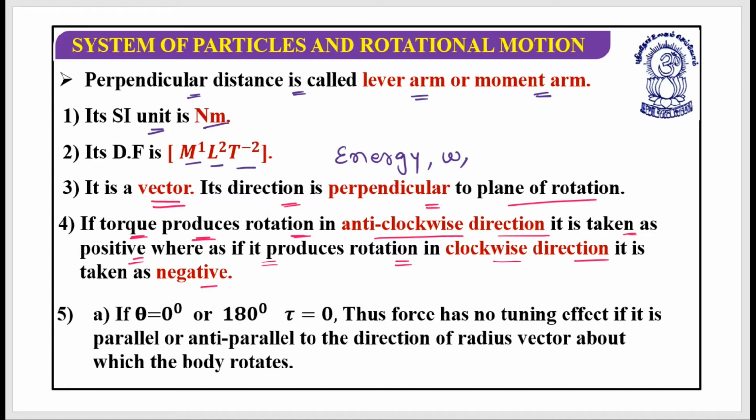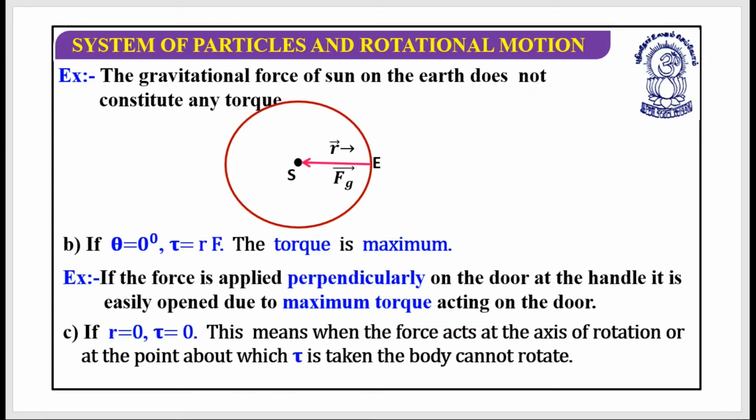Let's discuss certain very important points regarding torque. If theta equals 0 or 180 degrees, the torque equals 0. Why? Because the force has no turning effect if it is parallel or anti-parallel to the direction of the radius vector about which the body rotates. So torque equals r F sine theta, and if theta equals 0 degrees or 180 degrees, then the torque will be 0.